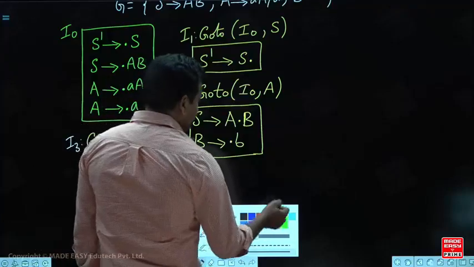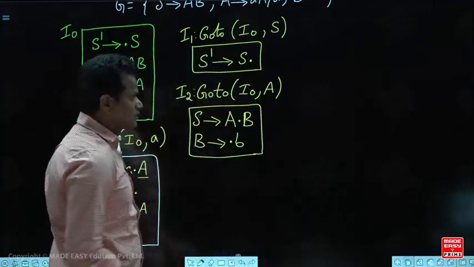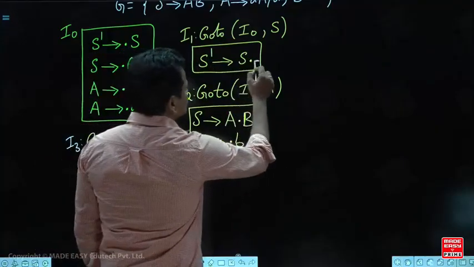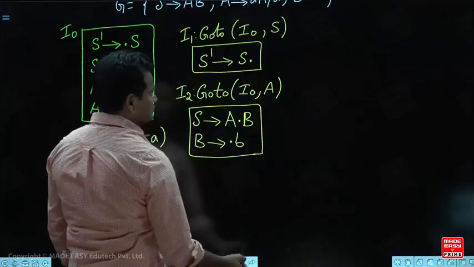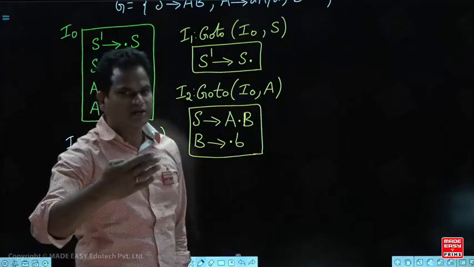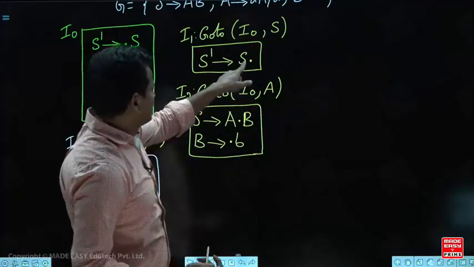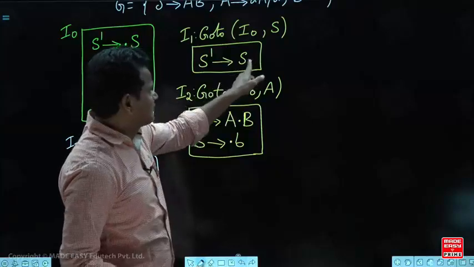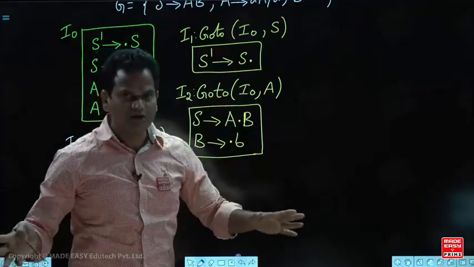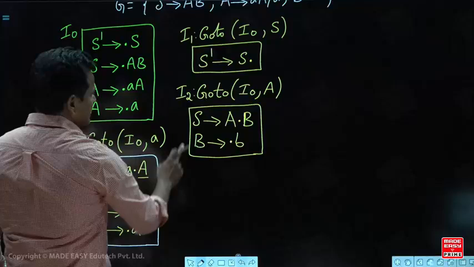In I1, if any symbol is there after the dot, what is the symbol? There is no symbol after the dot. So you cannot write the go to for I1. As there is no symbol after the dot, you cannot write the go to for I1. Leave it. Come to I2.